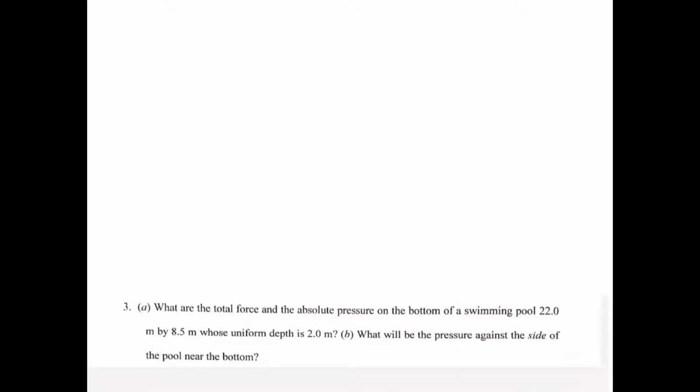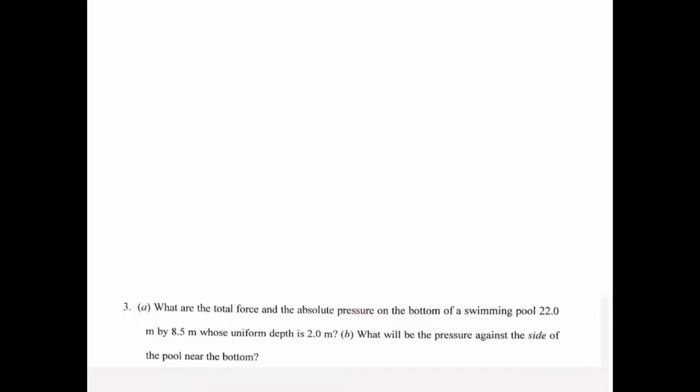Here's another question that goes, what are the total force and the absolute pressure on the bottom of a swimming pool 22 meter by 8.5 meter, whose uniform depth is 2 meters? What will be the pressure against the side of the pool near the bottom? So you've got to find the total force and the absolute pressure on the bottom of a swimming pool 22 meter by 8.5 meter, and whose uniform depth is 2 meter.